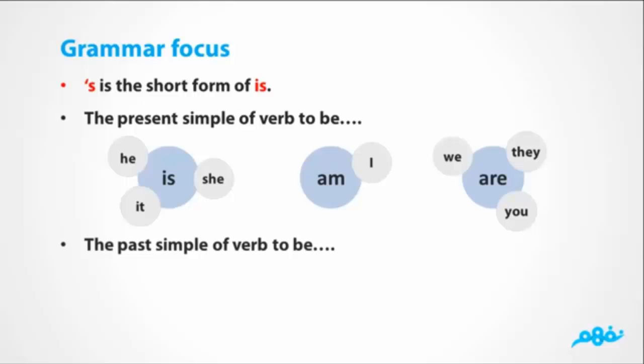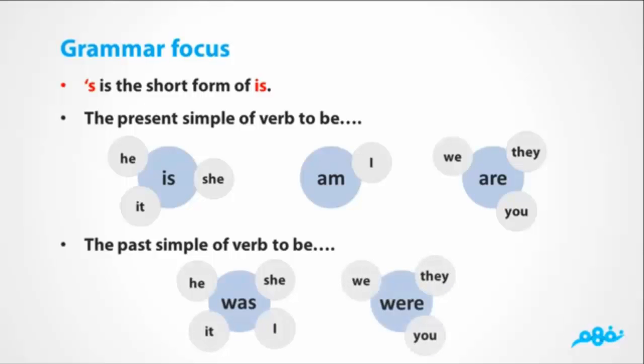The past simple of verb to be: was and were. Was comes with he, she, it, and I. Were comes with we, they, and you. I remind you of the question, where were you born? Or when were you born? And your answer will be, I was born in 1990.